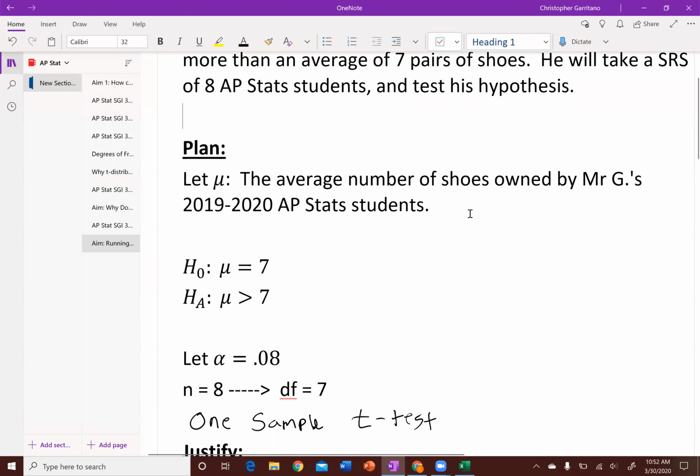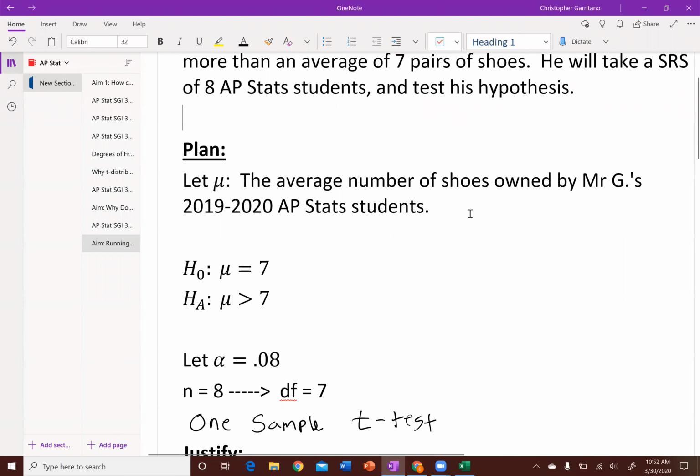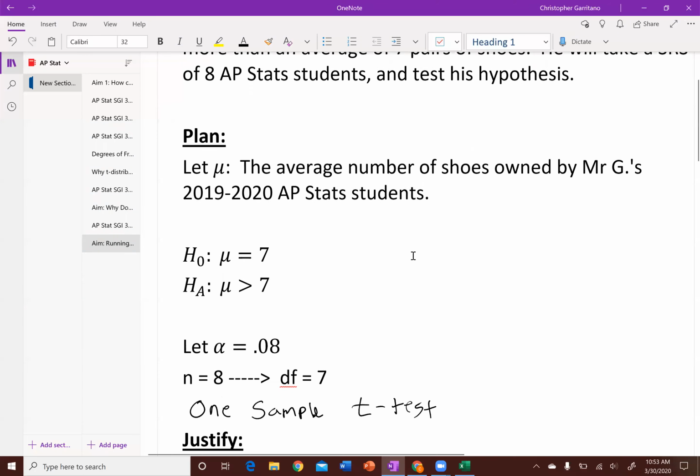Now, first, let's just set some things up. The plan: my parameter of interest is mu, and I'm going to let mu be the average number of shoes owned by my students this year. So that's talking about you as the population, AP Stats students. The null hypothesis is that mu equals 7, and the alternative will be my claim that mu is greater than 7. If I'm claiming greater than 7, then the null is just going to be equal to. The null will always be some sort of equality, whereas the alternative is going to be some sort of inequality.